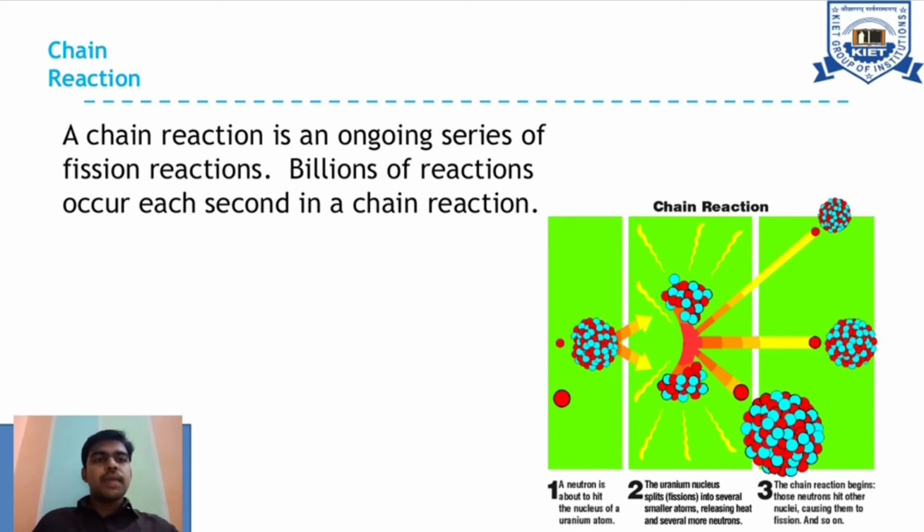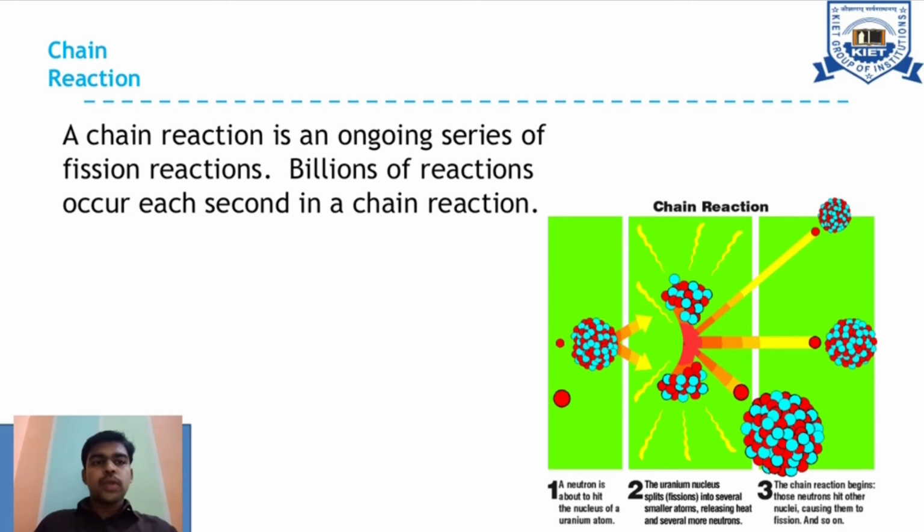Look at the side diagram and look at the 3 points. First thing, in the first process, a neutron is about to hit the nucleus of a uranium atom. So hitting the nucleus of a uranium atom is the first process. In this chain reaction, one point we have to keep in mind is an ongoing series of fission reactions. Not only a single reaction is happening, the process is happening continuously. That's why in the second point they are mentioning billions of reactions occur each second in a chain reaction.